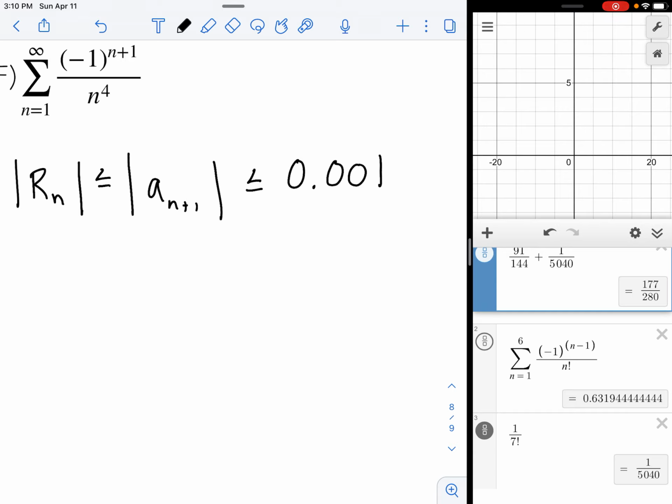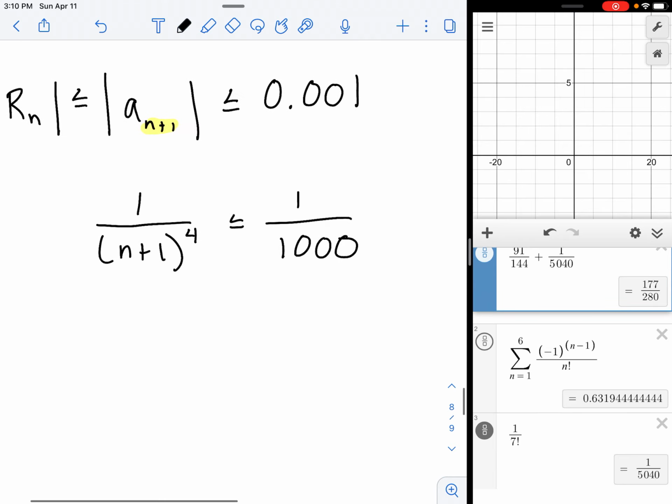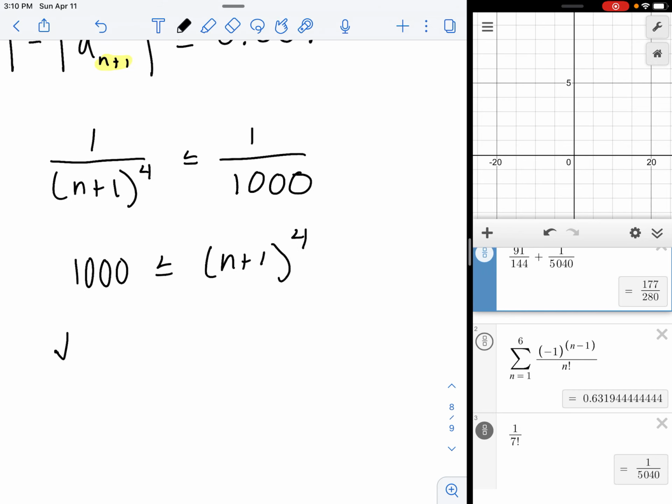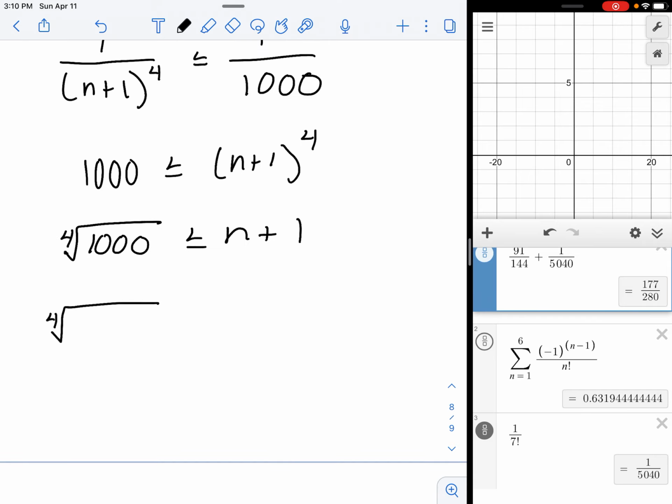So that tells me that my nth plus 1 term, and since it's absolute value, I'm going to actually get rid of the alternator. So this is just 1 over n plus 1 to the 4th is less than or equal to 1/1000th. All I'm doing is plugging n plus 1 in for the n here. So now if I cross multiply, I get 1000 is less than or equal to n plus 1 to the 4th power. So if I take the 4th root of 1000, that's going to be less than or equal to n plus 1. So the 4th root of 1000 minus 1 is less than or equal to n. Now that's not super useful.